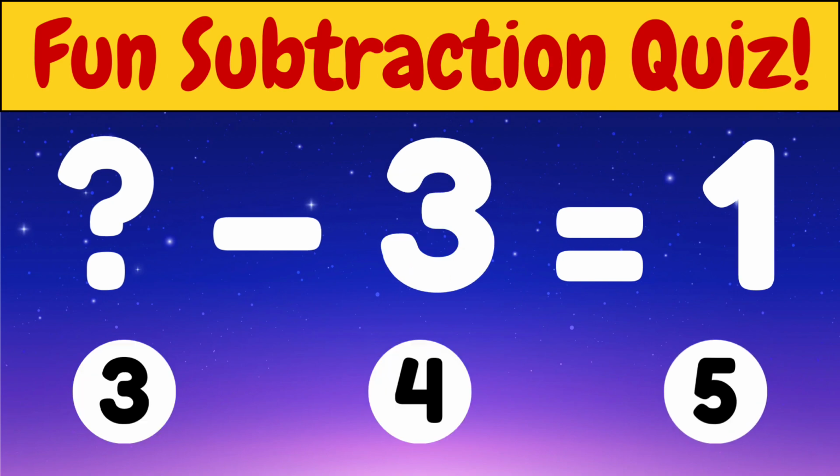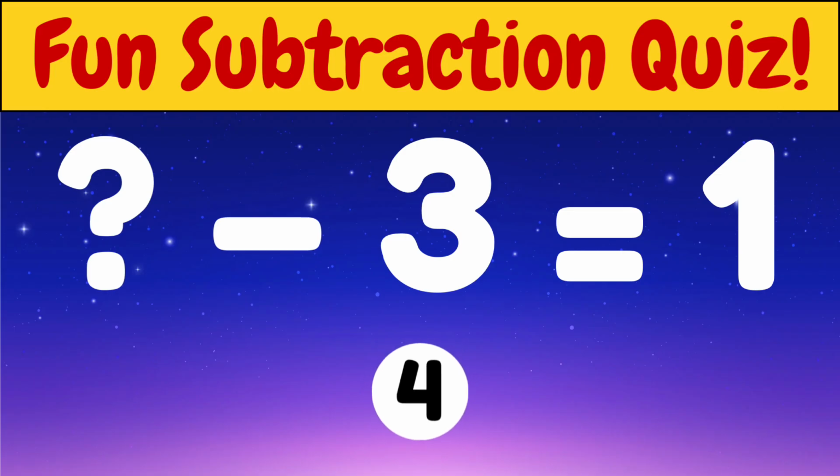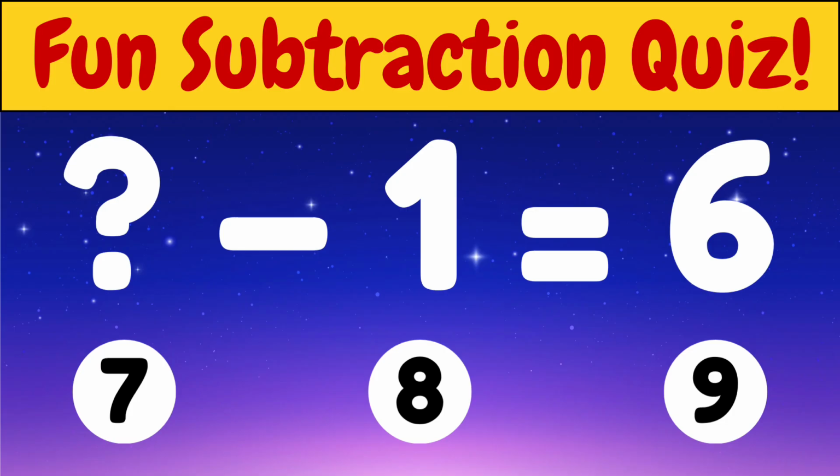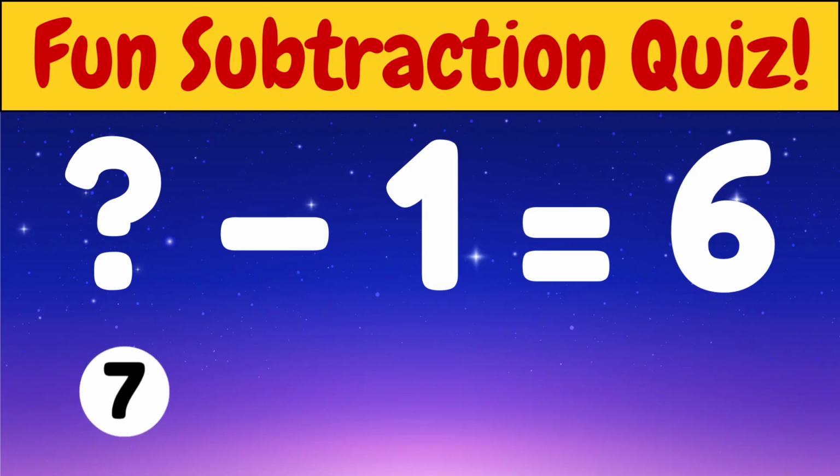Blank minus 3 equals 1. Let's find the right answer. The correct answer is 4. Blank minus 1 equals 6. Let's find the right answer. The correct answer is 7.